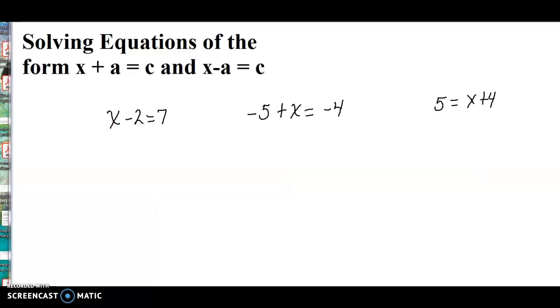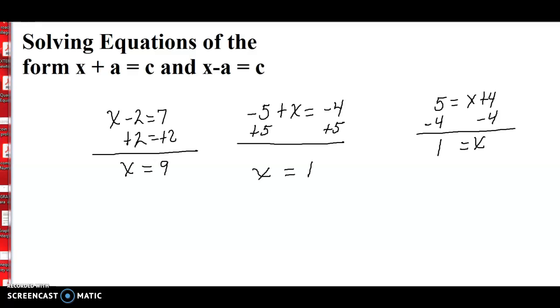Now, what I would like for you to do is to pause the video and try these three problems on your own. So the first problem, you should have gotten x equals 9. The second one, x equals 1. And then for the last one, x equals 1.